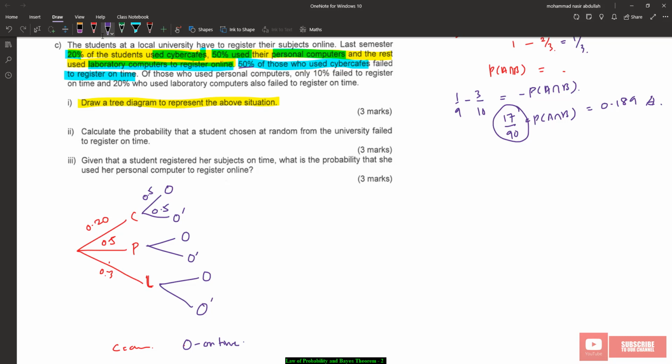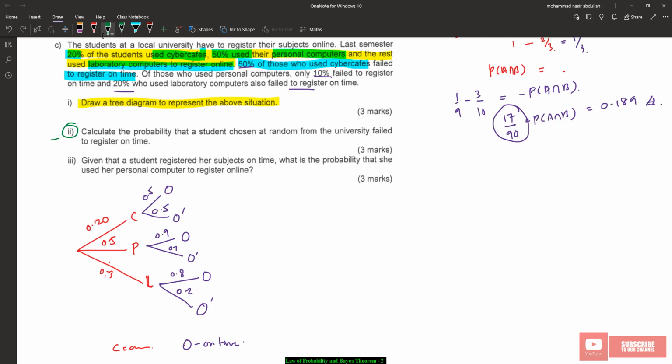For those who use personal computer, only 10% fail to register on time. Personal computer: 0.1 is fail to register on time, 0.9 is on time. 20% who use laboratory computer also fail to register on time. So 0.2 and 0.8. Right, I hope you already understand the notation. I don't want to write down the notation again.